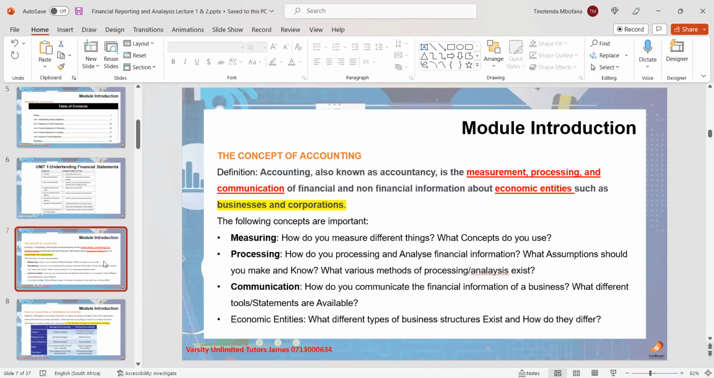That person is basically performing an accounting function within the what? Within the organization. So that's what accounting is.